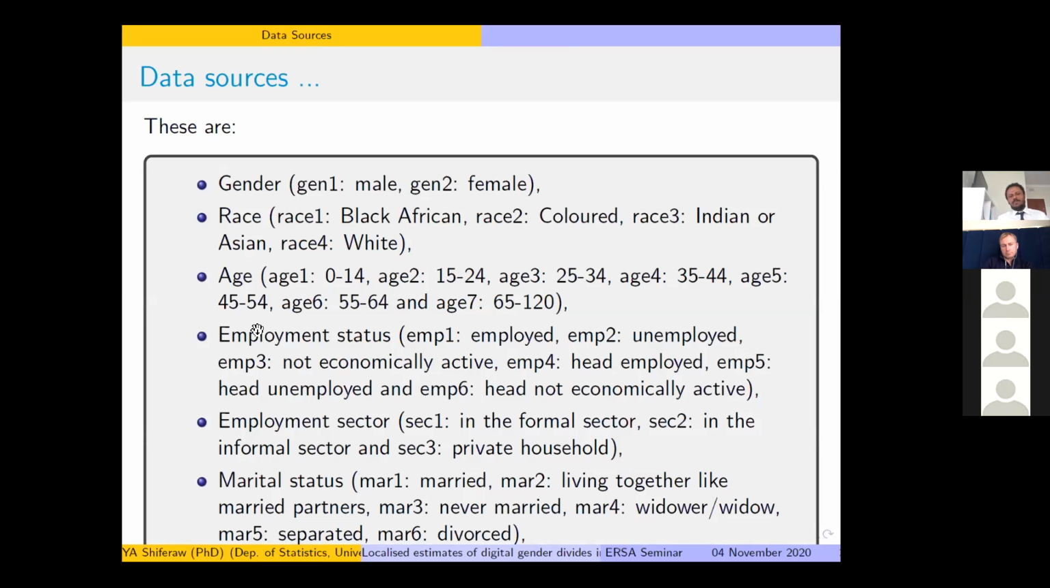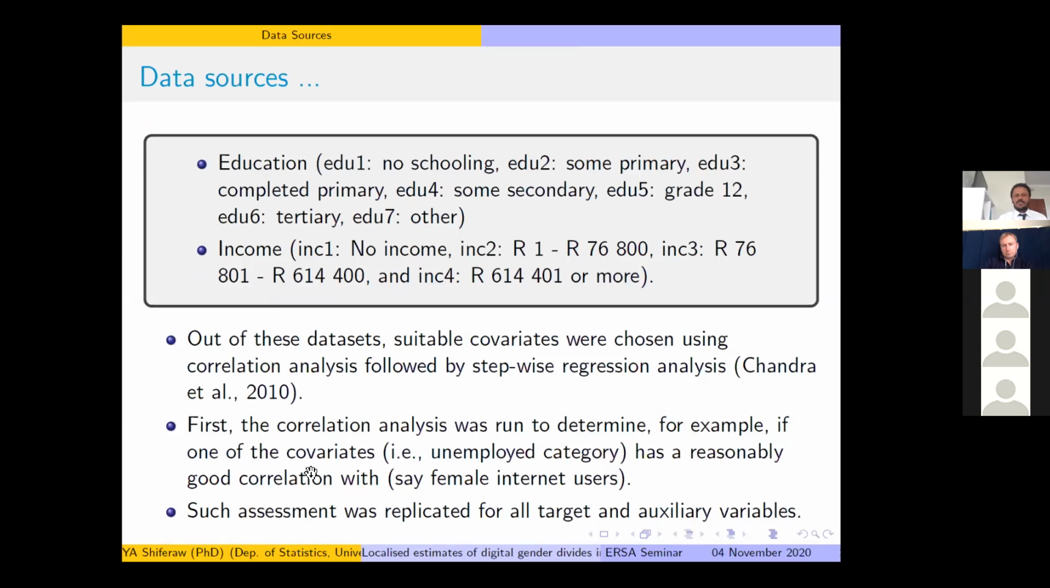These are some of the variables: gender in two groups, male and female, race in different groups, age, employment status, employment sector, marital status, different education levels, and different income levels. These are all the variables that we obtained from the 2011 census. Out of these, suitable covariates were chosen using correlation analysis, followed by stepwise regression analysis to find the more significant variables.